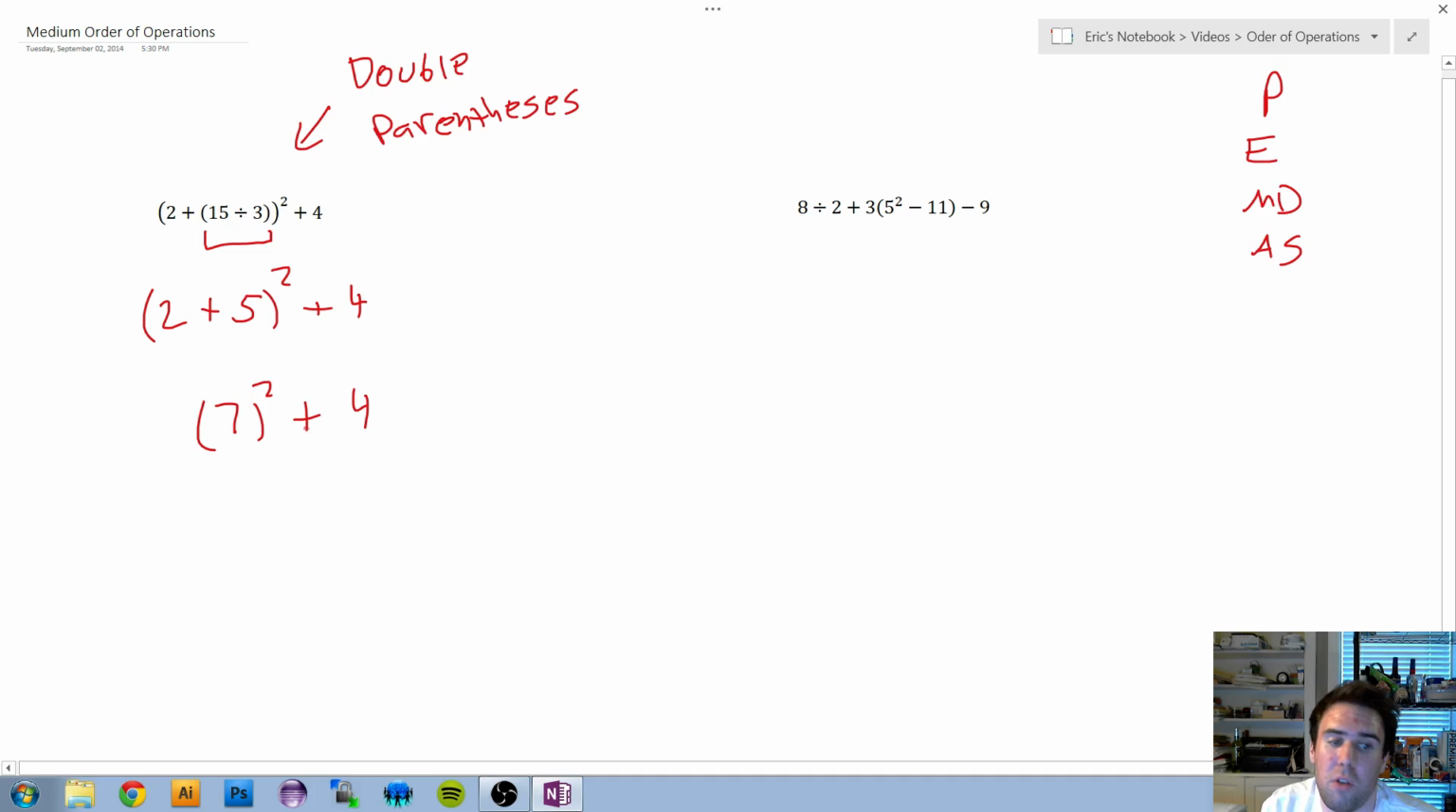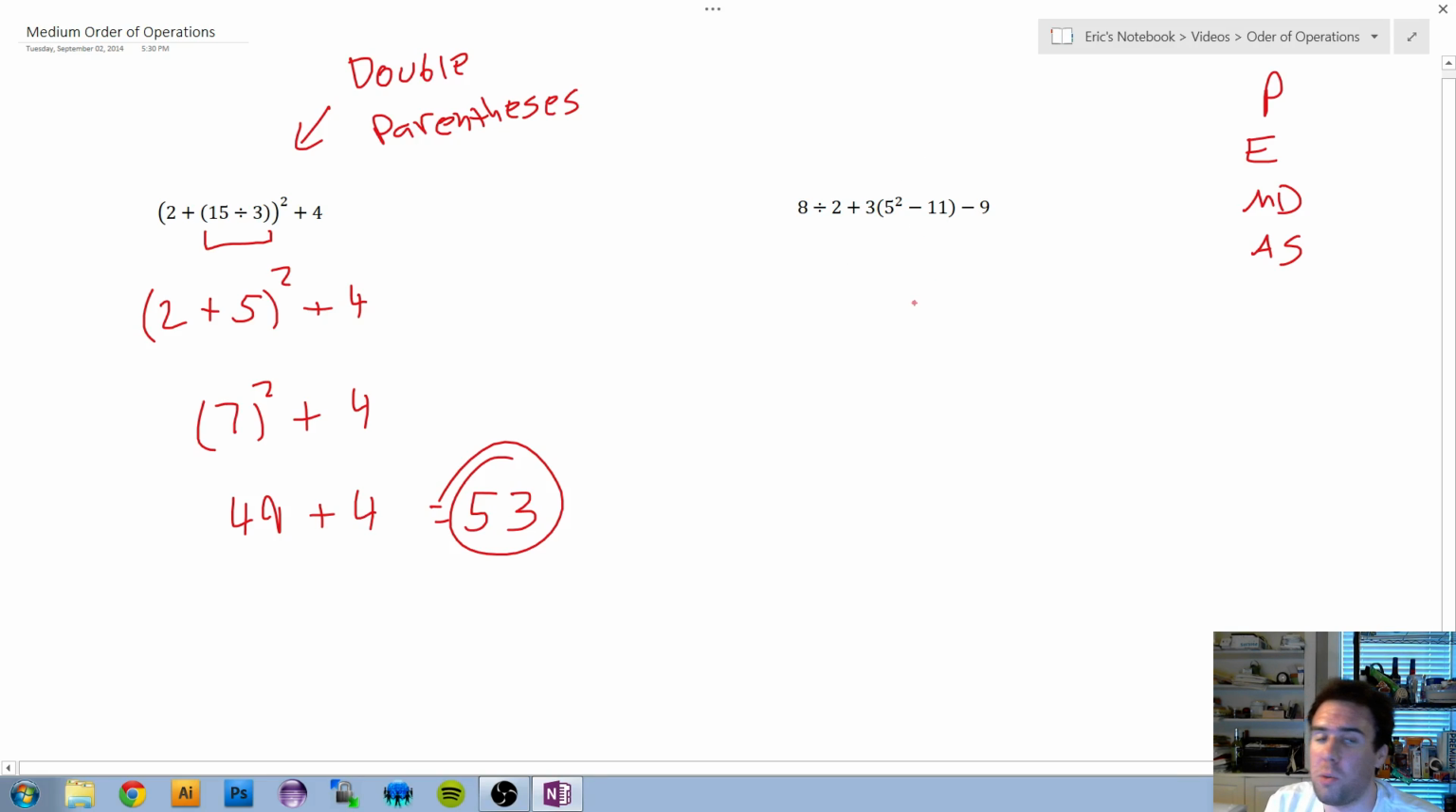Start the process over again. What's the highest priority? Exponents. 7 squared would give you 49. And now you just got one little addition right there, gives you 53. So moral of the story, when you have double parentheses, work your way from the inside out and just take it slowly and restart the process every time you go.